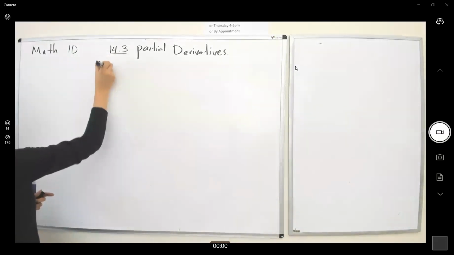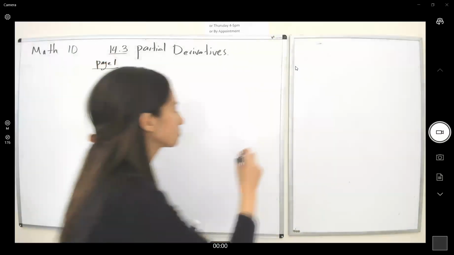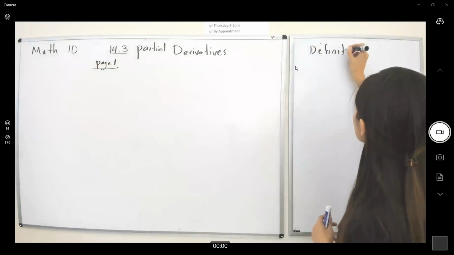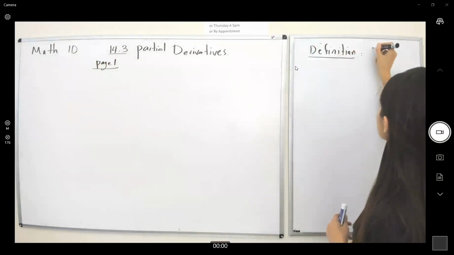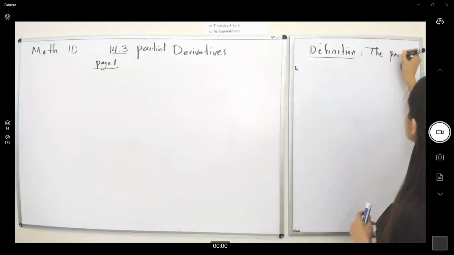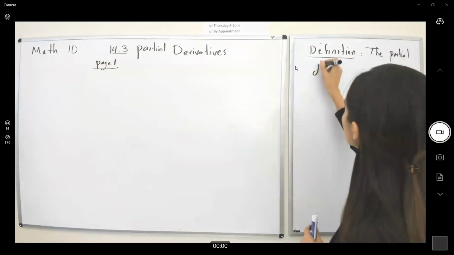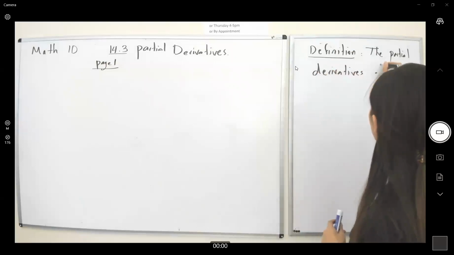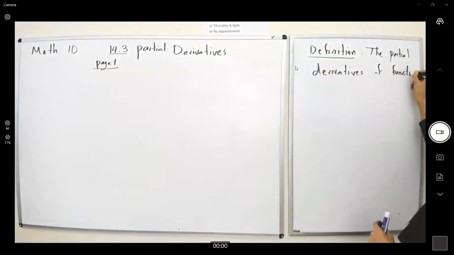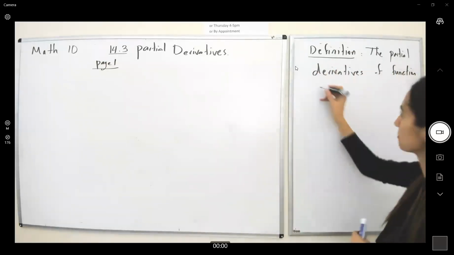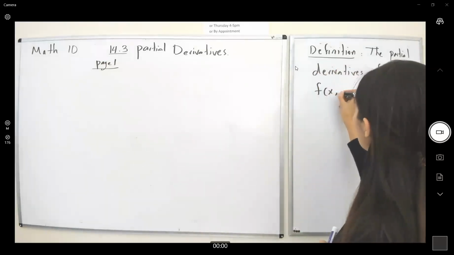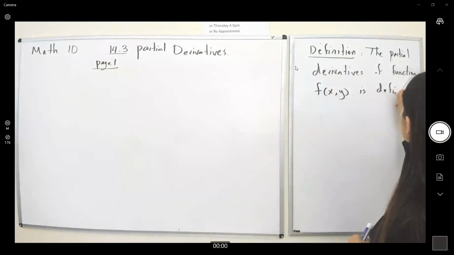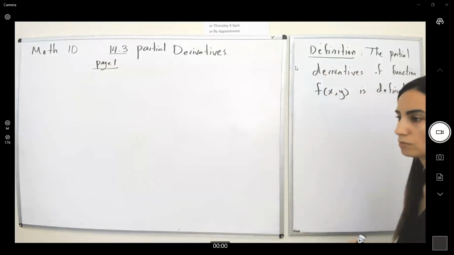Here on page 1. Definition. The partial derivatives of a function. Suppose you have a function in 2 variables, f of x and y, is defined this way.